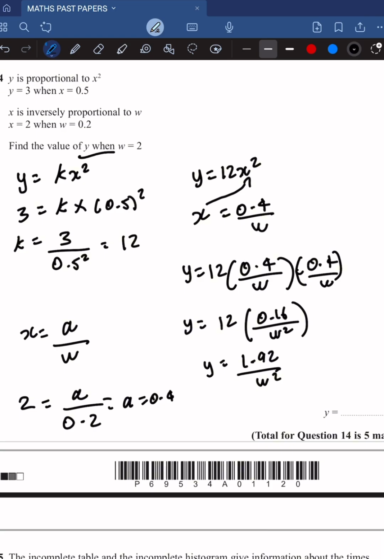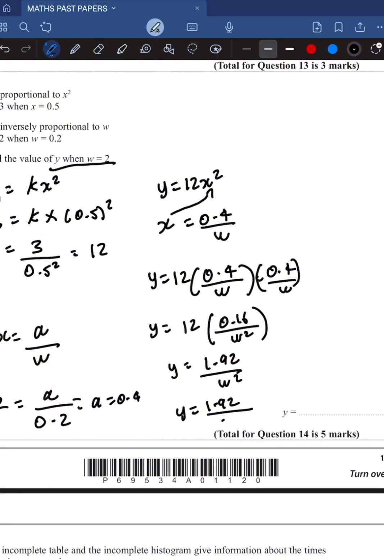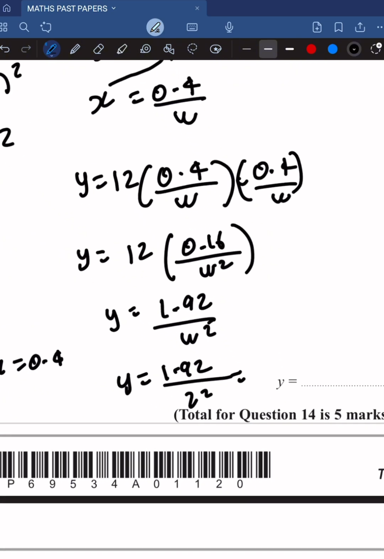Now we want to find y when w is 2. So y is 1.92 over 2 squared, which is, of course, 4. Put this in the calculator. We get 0.48. 5 marks.